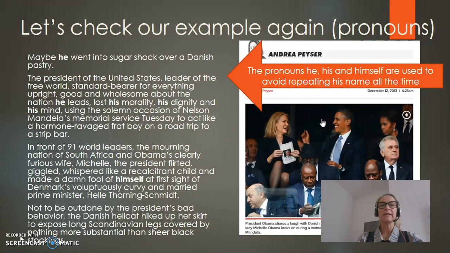Now let's look at our example again. In the first example that I'm going to show you, it is the use of pronouns in the text written about Obama and Helle Thorning's behavior at Nelson Mandela's memorial service. The pronouns he, his, and himself are used to avoid repeating Obama's name all the time.